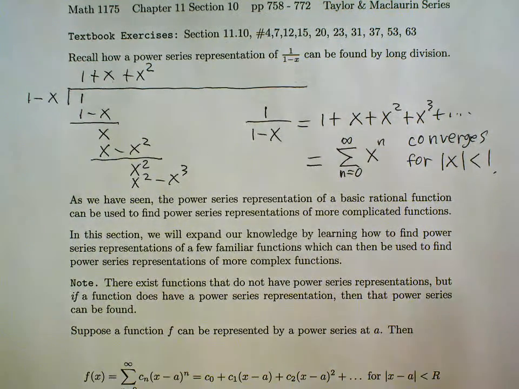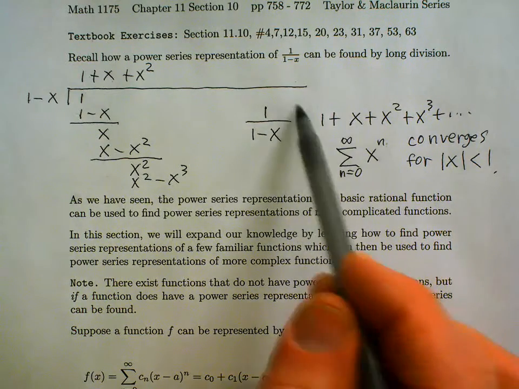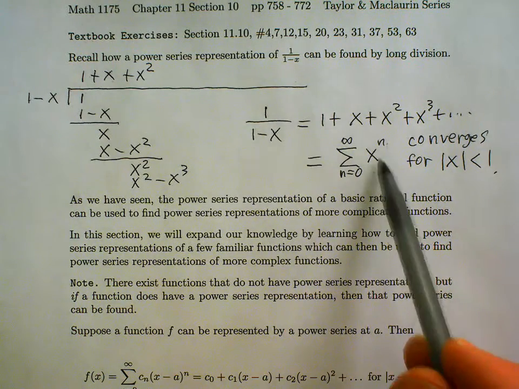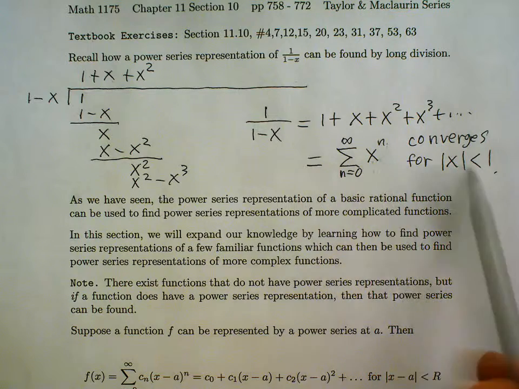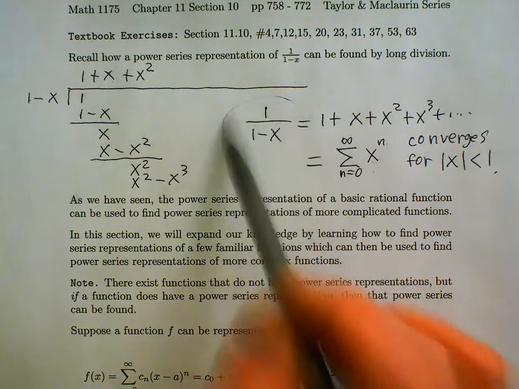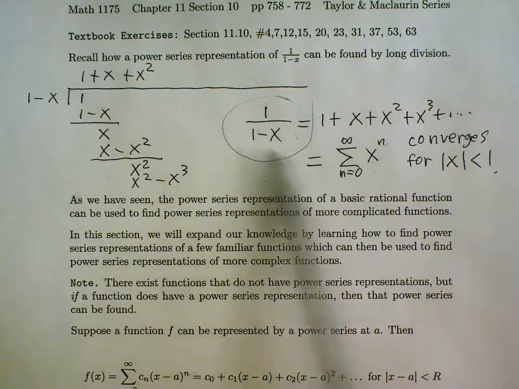So if you remember, this is just a geometric series. And if the common ratio is between -1 and 1, then the sum of that geometric series is, in this case, 1 over 1 minus x.